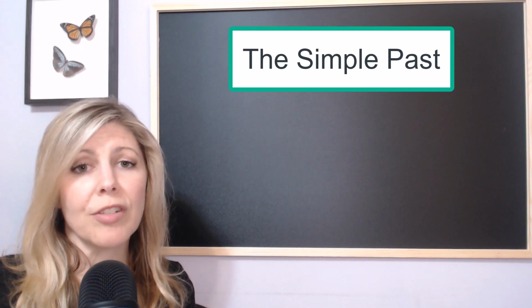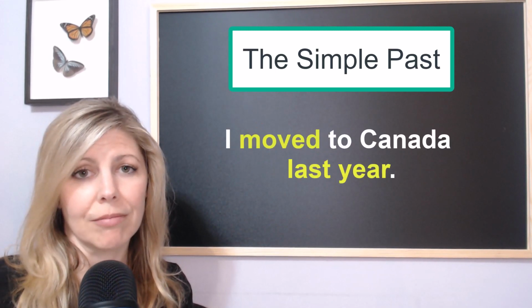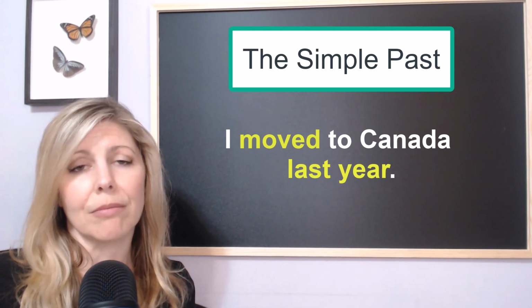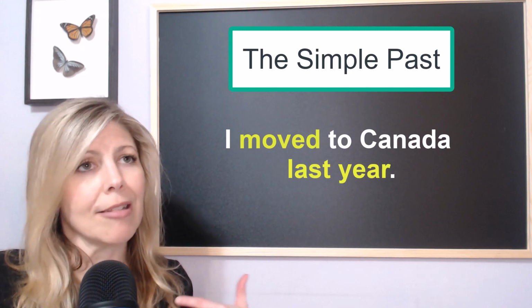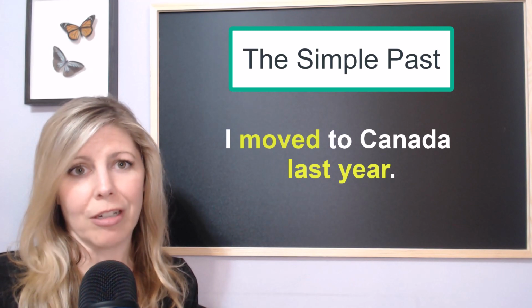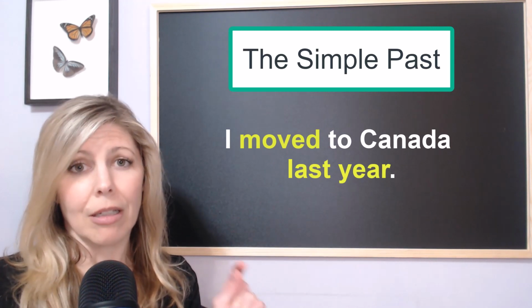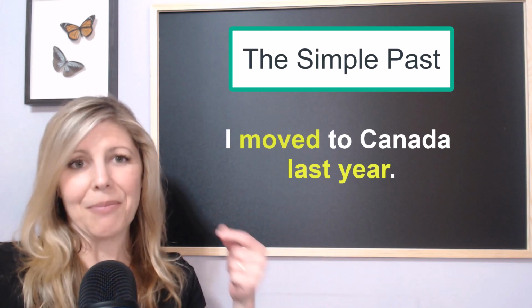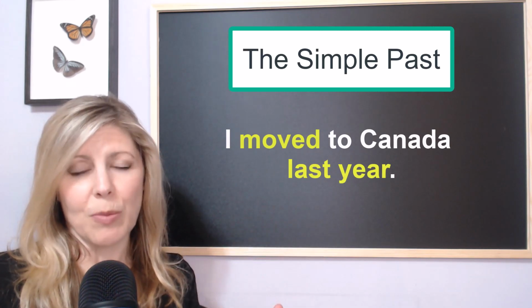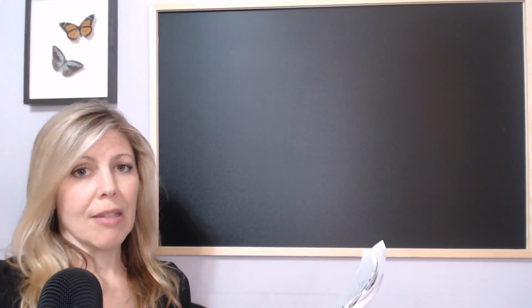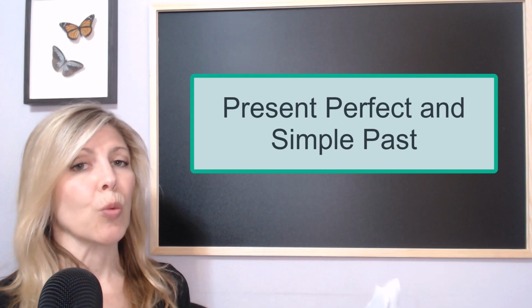I moved to Canada last year. When? Last year. So my verb is moved, the simple past of move. Now, I didn't say in the last year, or over the past year. I said last year. Last year as opposed to this year. Okay, so last year is specific. So now I'm going to give you some sentences and we're going to compare the present perfect with the simple past.